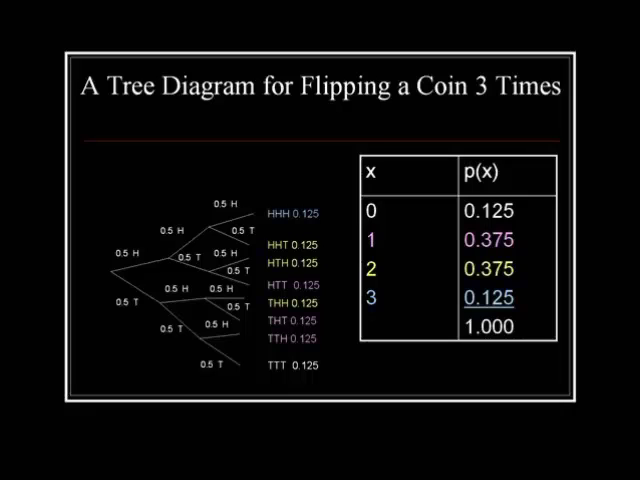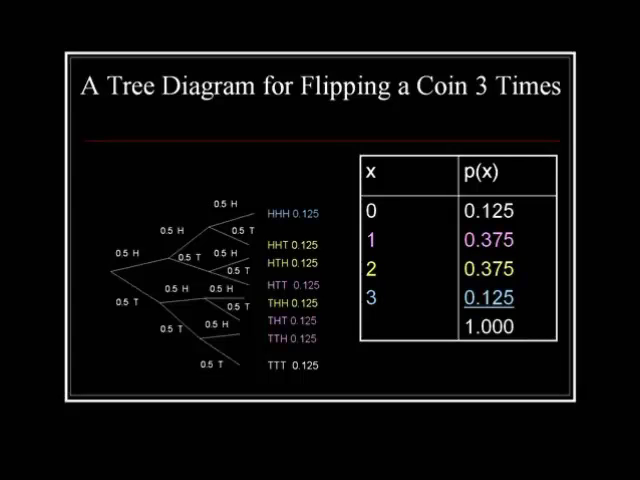Similarly, with 2 heads, we have 3 possible sequences that have 2 heads apiece. We'll add those together and get 0.375. And with 3 heads, there's only one possibility, 3 heads in a row. We've got the 0.125. And of course, this is a probability distribution, which is pretty close to the same thing as a relative frequency distribution. And so the sum will always be 1.